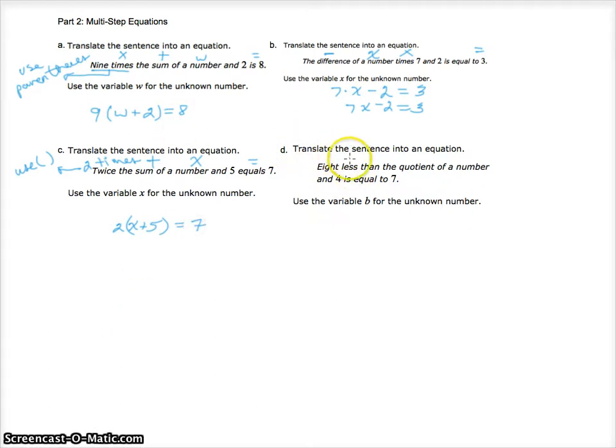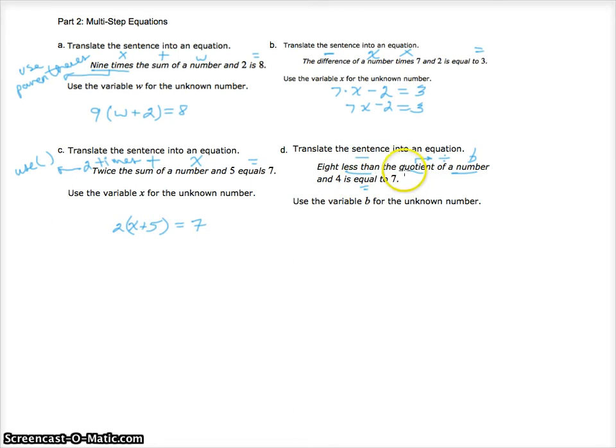Part D, translate the sentence into an equation. 8 less than the quotient of a number and 4 is equal to 7. Whoa, quotient, that's a new one. Quotient means to divide. Less means to subtract. A number here is b. A number and 4, and is equal to is equal.